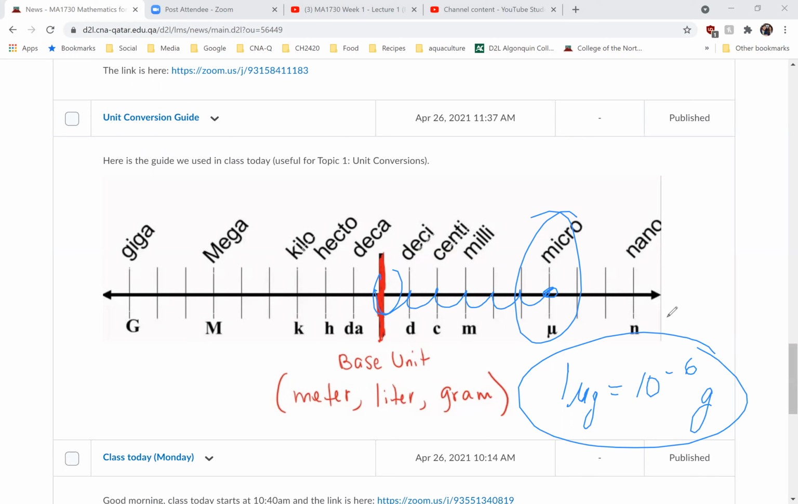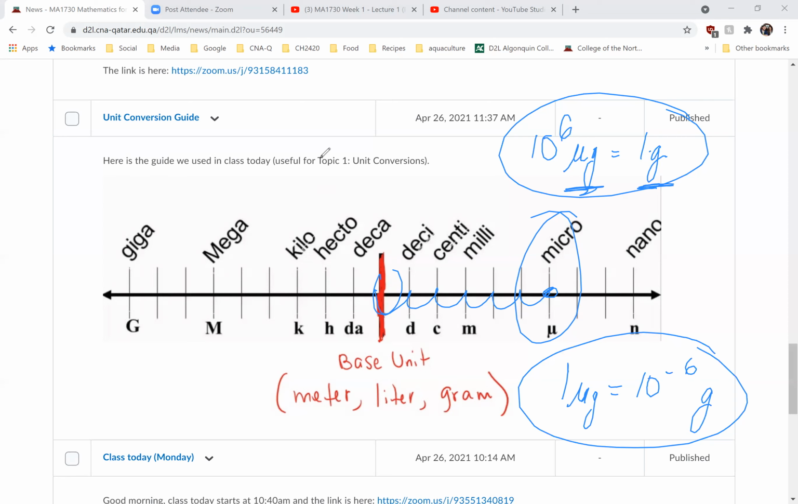You could also write this as 10 to the positive 6 micrograms equals 1 gram. You could do it just like that as well. So it kind of doesn't matter which way you do this, as long as these numbers are the same number.